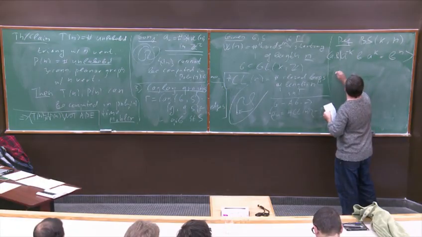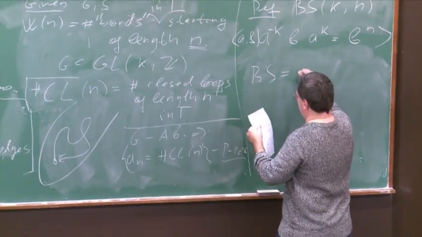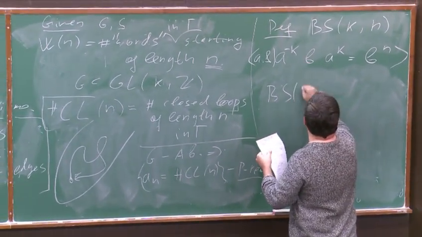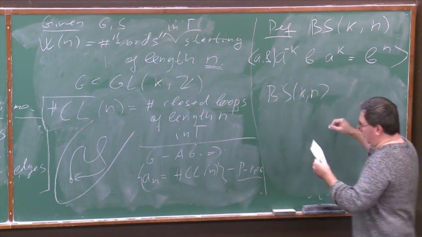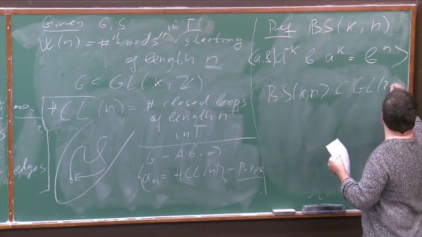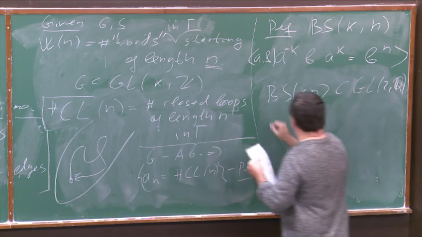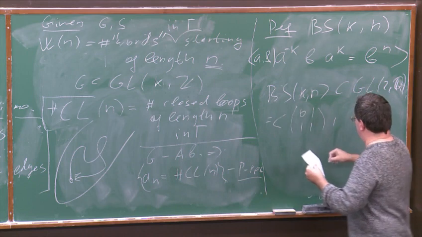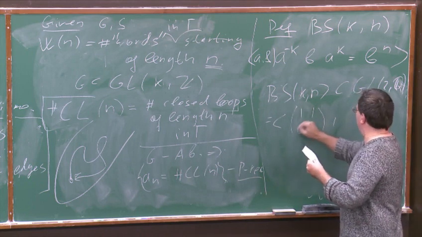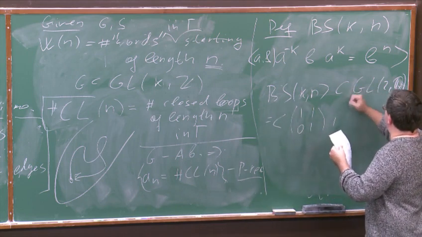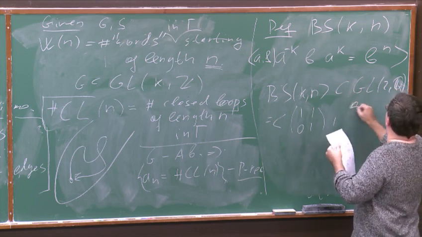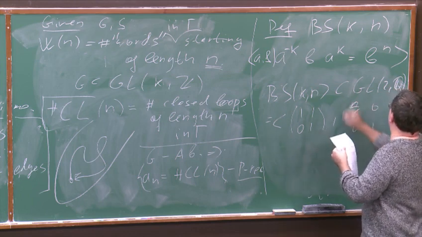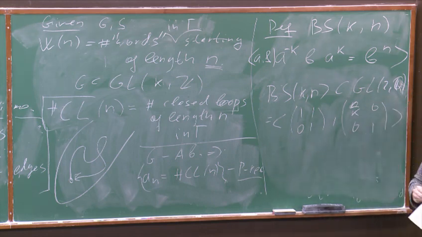So maybe before I tell you, it's actually useful to think of the Baumslag-Solitar group as a subgroup of GL2 of Q defined by the matrices (0, 1, 1, 1), that's (1, 1, 0, 1), and (n over k, 1, 0, 0). So it's a group spanned by these two matrices. Okay? In GL2 of Q.